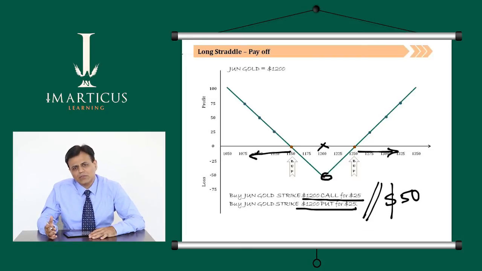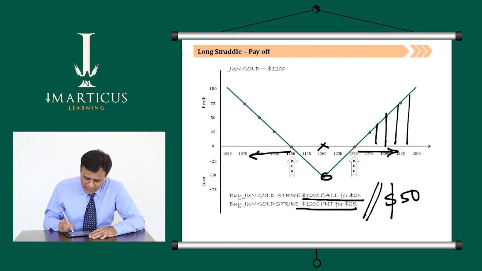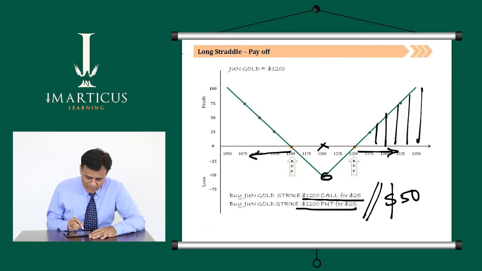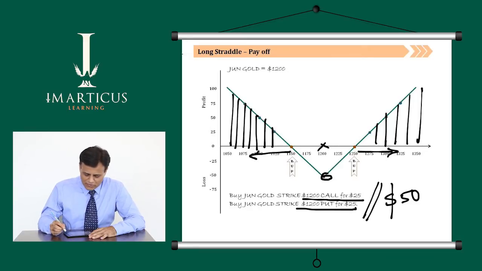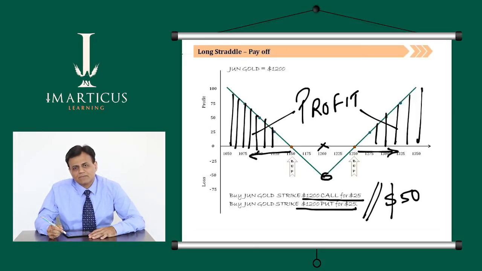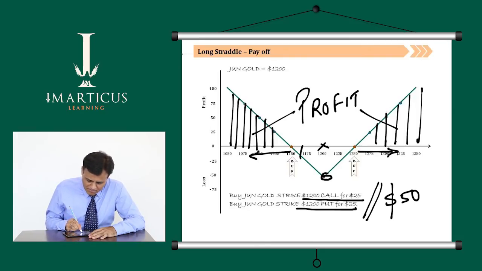If the prices of gold exceed $1,250, we will stand to gain, and at the same time, if the prices of gold go below $1,150, we will stand to gain. So the profit potential is above $1,250 or below $1,150. However, if the prices stay between $1,150 and $1,250, we will stand to lose.